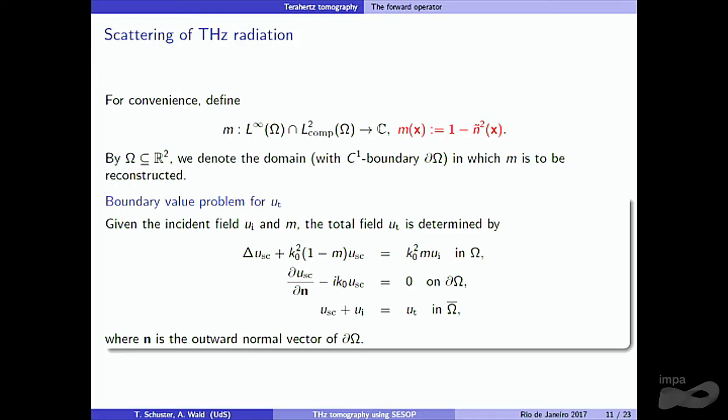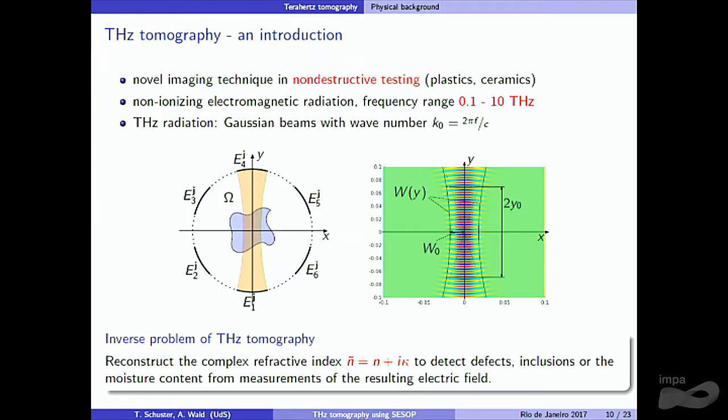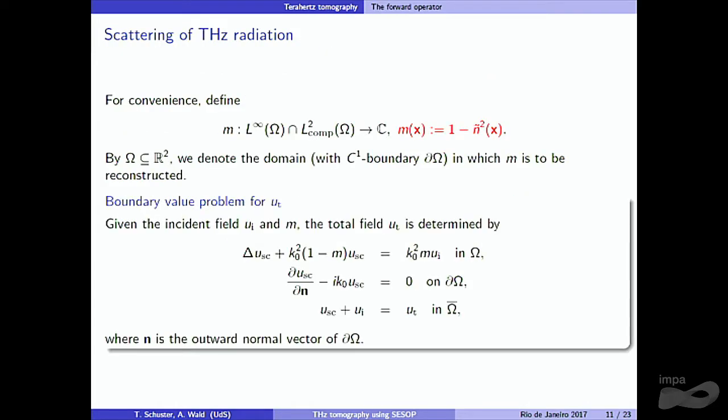We assumed Robin conditions here. The reason is the following. We measure our radiation here, and we cannot assume now to have Dirichlet data or something else. But we have to use so-called perfectly matched layers, and they are modeled by these Robin conditions. And of course, our total field is the sum of the scattered field and the incoming wave. Well, and given the measurements at the detectors, we now have to compute m from this system.